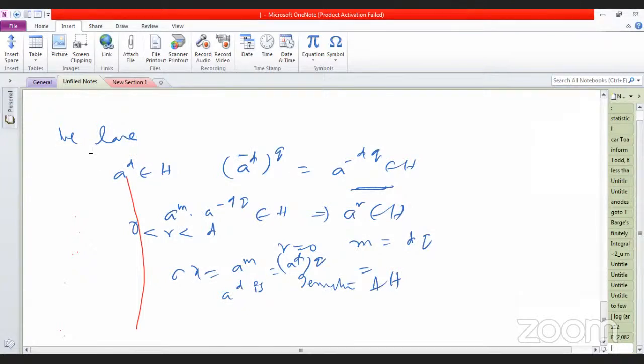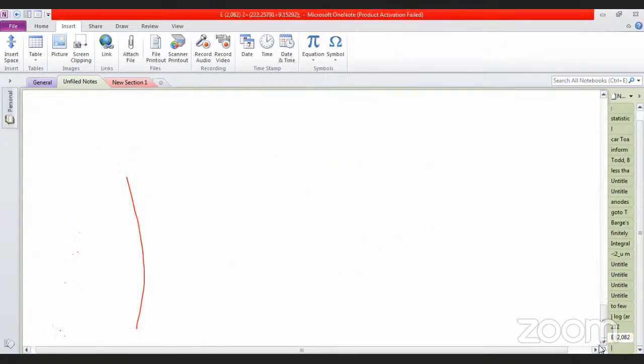So therefore we can write H equals the group generated by A power d. H is a cyclic group. So every subgroup of a cyclic group is a cyclic group. The condition is correct or not? Yes, sir.